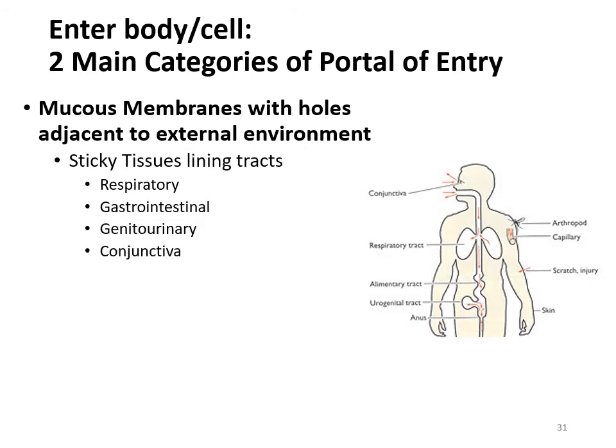So any of the tracts that you see listed here, such as respiratory, gastro, genitourinary, conjunctiva, all of these have holes adjacent to the external environment and allow for microbes to get in. So when you look at these tracts, there are a few things you have to ask yourself. First of all, which of these tracts is going to be the most common and most problematic portal of entry? Well, that would be the respiratory tract, because think of it, you always have to breathe all day, every day.